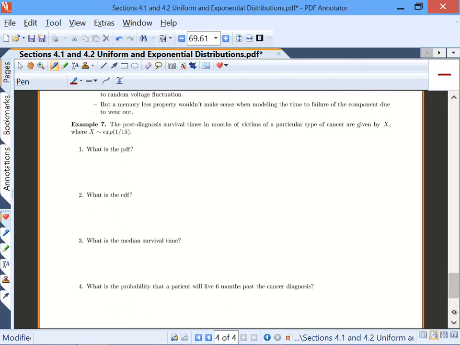So we have one example here. The post-diagnosis survival times in months of victims of a particular type of cancer are given by X, where X is distributed exponentially with lambda equals 1/15.